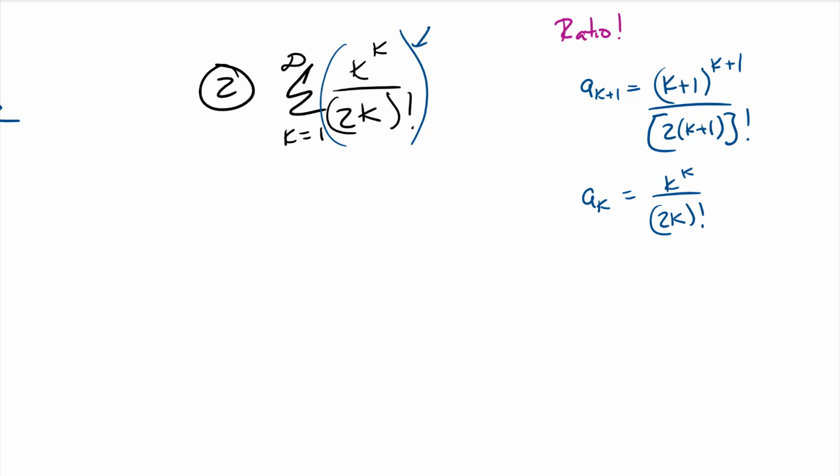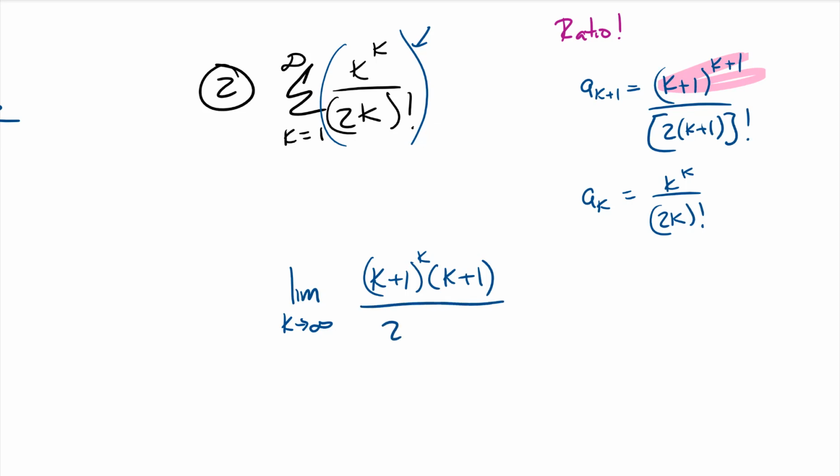Okey doke, let's get this thing. So we're going to take our limit as k goes towards infinity of our a sub k plus 1. So that's k plus 1 to the k plus 1. That's the same thing as up here, just writing it down. And then we have our 2k plus 2 factorial. Just brought the 2 into both. And now we're going to multiply it by 2k factorial over k to the k.